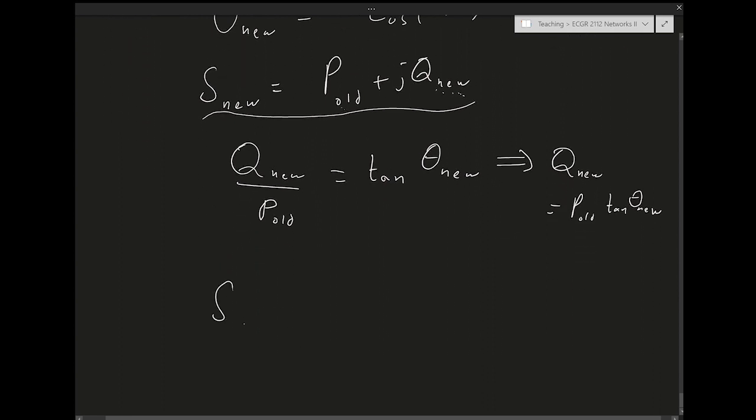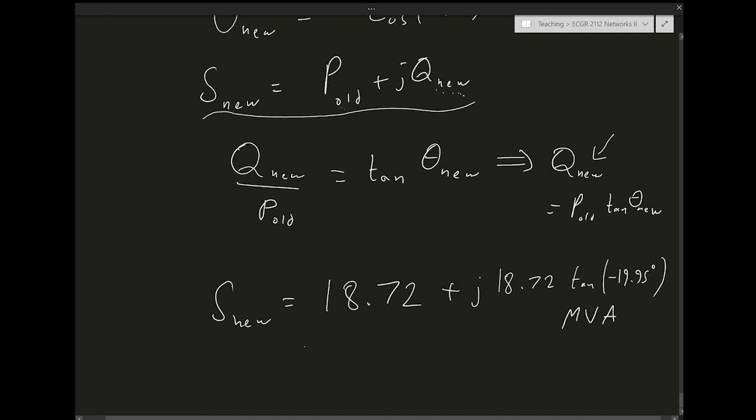So S new now in this case is going to be P old. Remember, the average power does not change. Adding a cap just changes the reactive power. And then Q new, we found it here to be P old times tan theta nu. So it's going to be plus J Q, P old, which is 18.72, times tan theta nu. Theta nu, we calculated it to be minus 19.95 degrees. This is MVA. And I can calculate this.